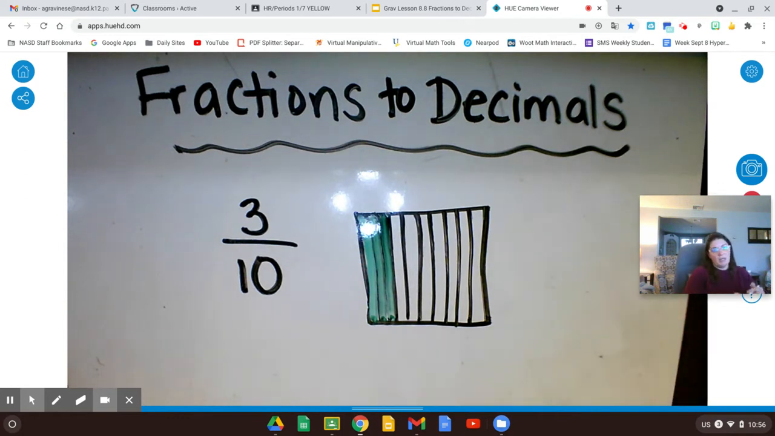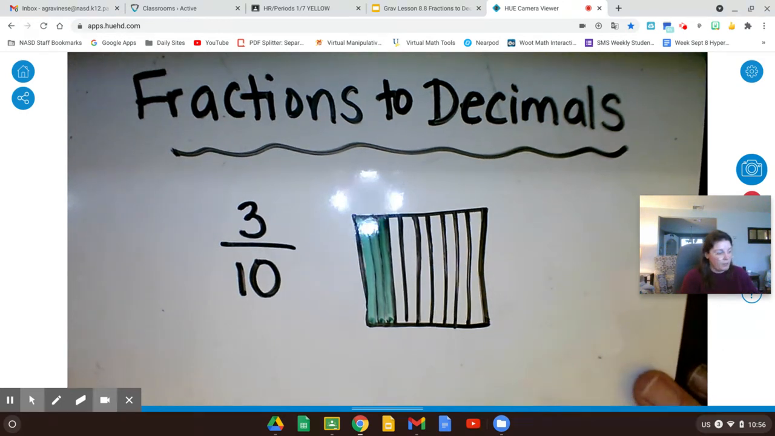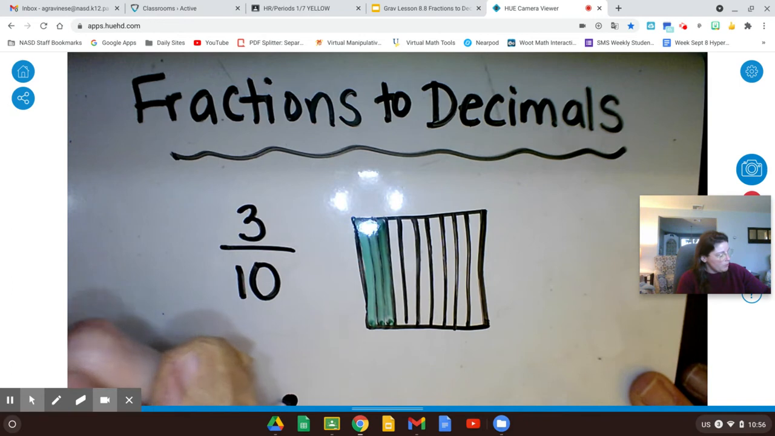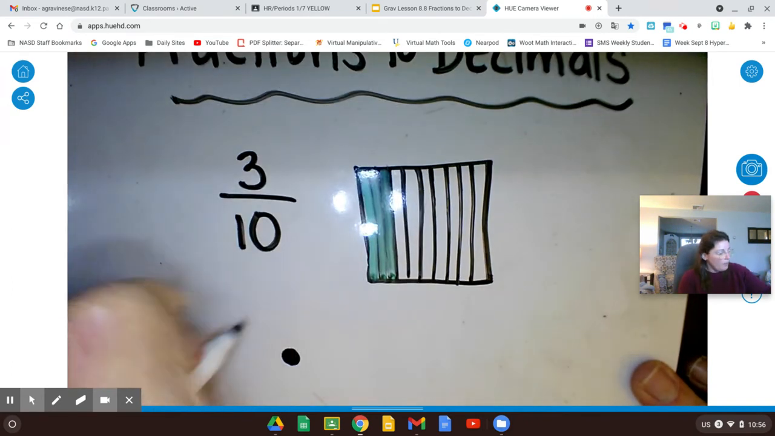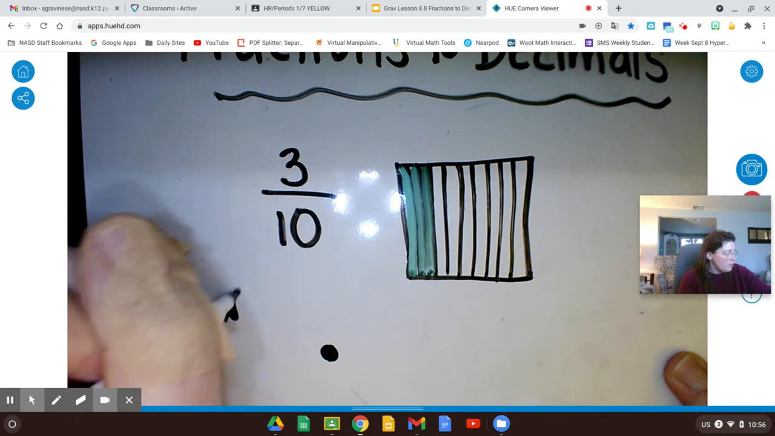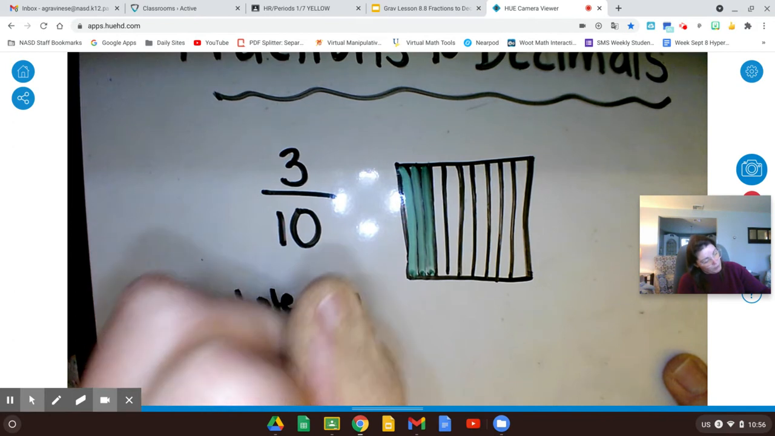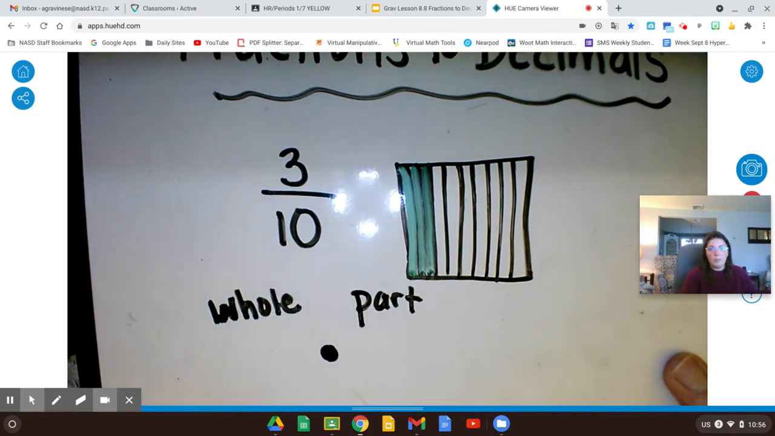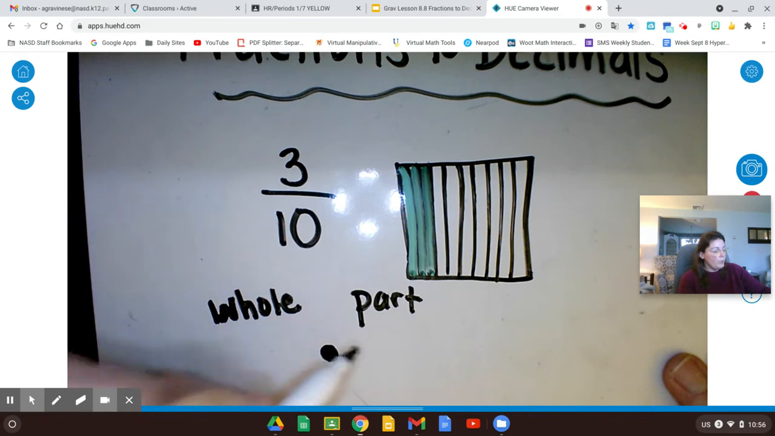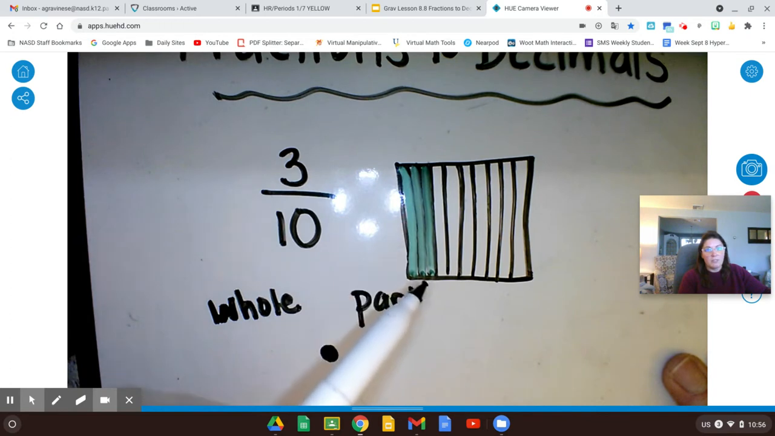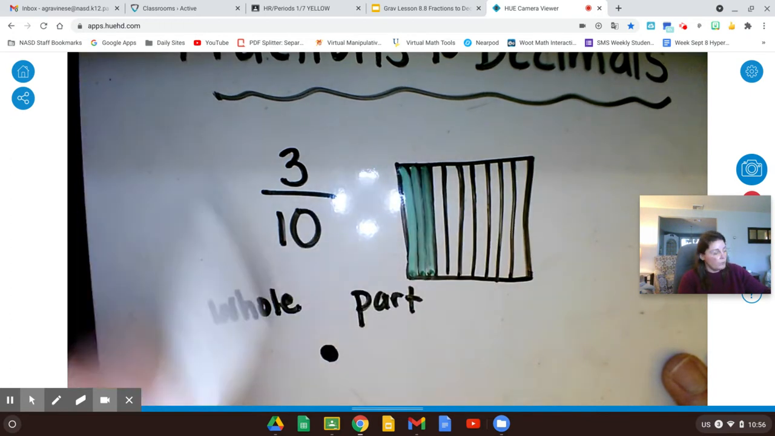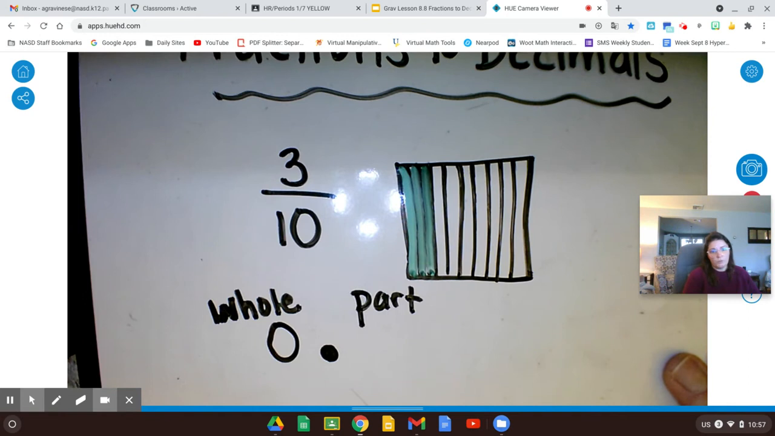Now I can take that and represent it as a decimal, which means we have to think back to our decimal place value. So in our decimal place value, we have the whole amount to the left of our decimal point, and then on the right, we have the parts. When we're talking about fractions, we are looking at the part that they are naming. So this 3/10 is not showing the entire whole amount, which means we have 0 wholes. We do have a part. We have 3/10.